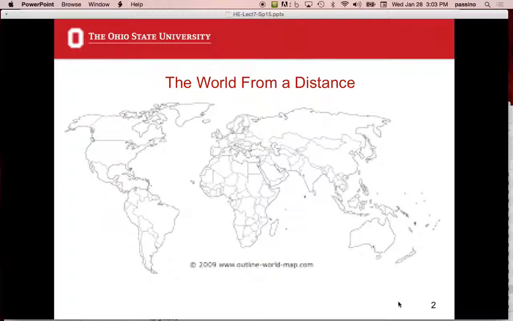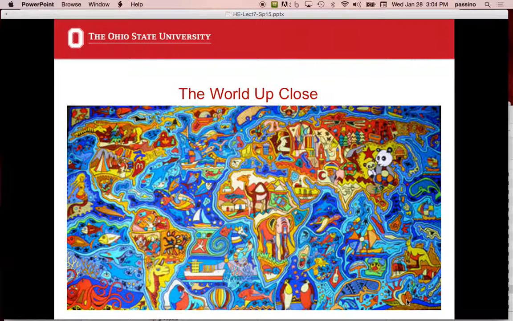And in particular, this is what I think a lot of people think of the world. When you think of the world, you sort of think of some kind of map like this, and you think of all these lines and divisions, and you can say, oh, there's Australia, whatever. You sort of think of the world from outer space, but that's really not what the world looks like up close. So up close, it looks more like that.